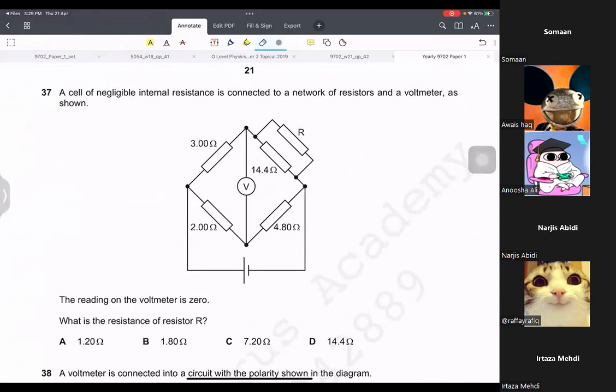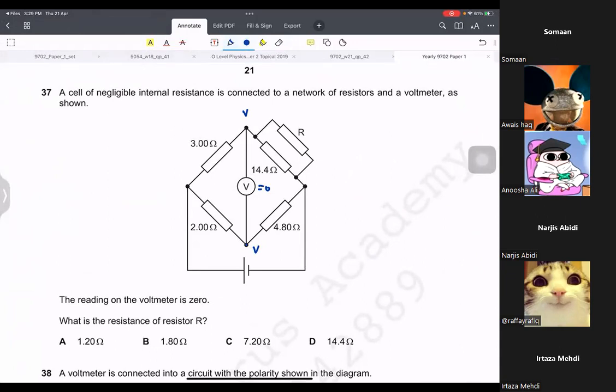The reading on the voltmeter is 0. Oh, okay. If the voltmeter reading is 0, this means whatever the potential here is also the potential here. For some reason, what is this circuit? I don't understand this at all.